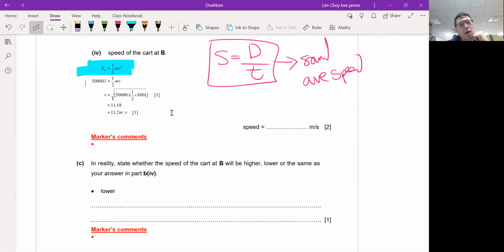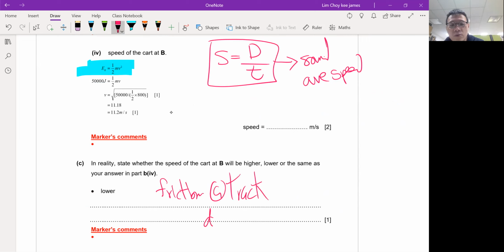Now in reality, whether it's faster or slower, definitely the speed will actually be slower. Why? Other than friction at the track, which is what we have here, in reality I also have friction due to air. It could also be that the mass of the truck may not be exactly 800 kg. It may be slightly off, maybe 799. So we will not know. But based on the question, I did not factor in the friction due to air.